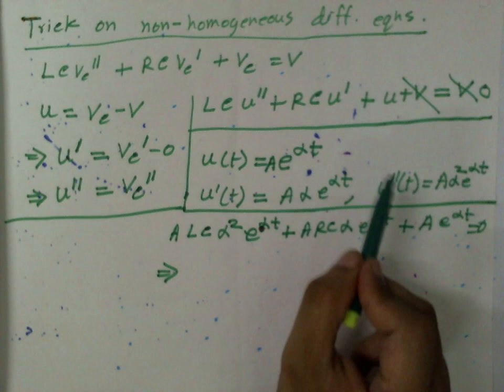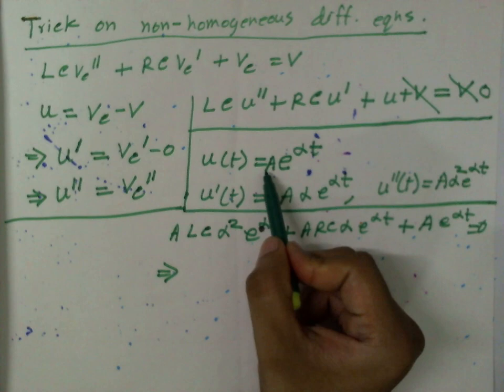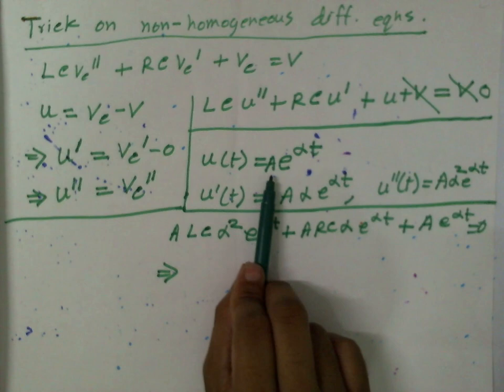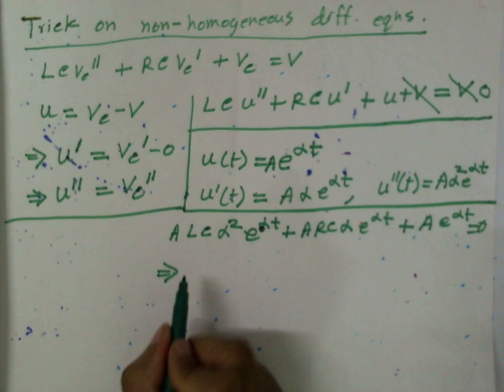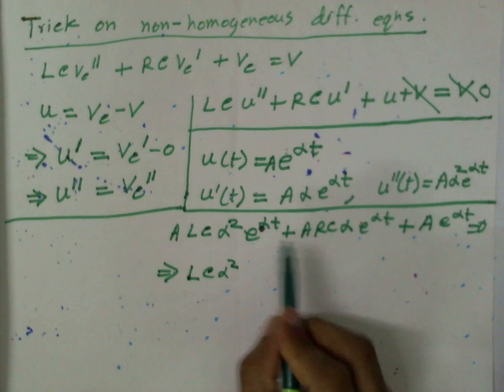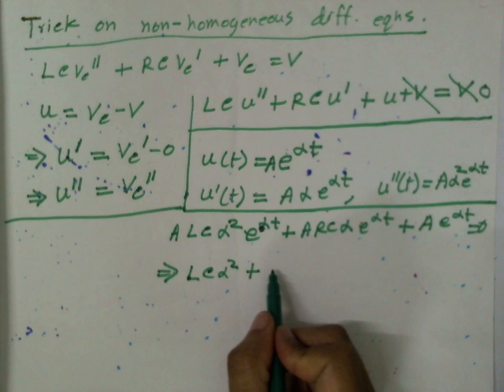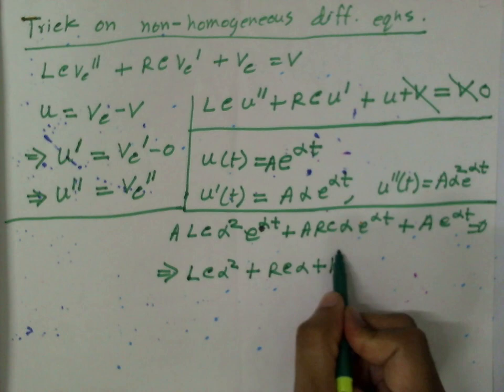But are there any other solutions where A is not equal to 0? So let's see if there are other solutions with A not equal to 0. So we take A out, and then we have this term LC alpha square. Let's take this e to the power alpha t also as common. Then we have (LC alpha square plus RC alpha plus 1) multiplied by e to the power alpha t, this equal to 0.